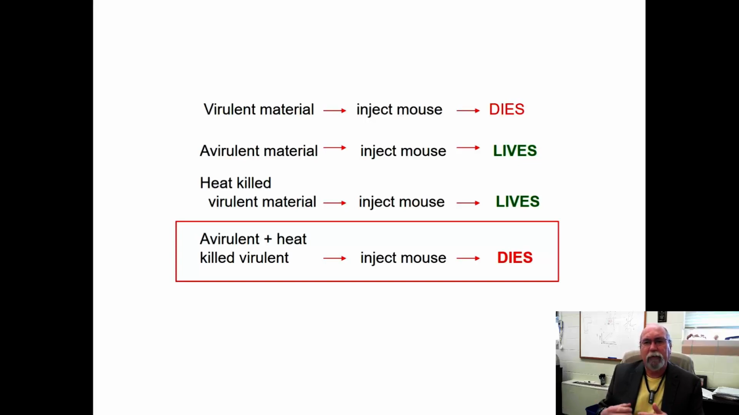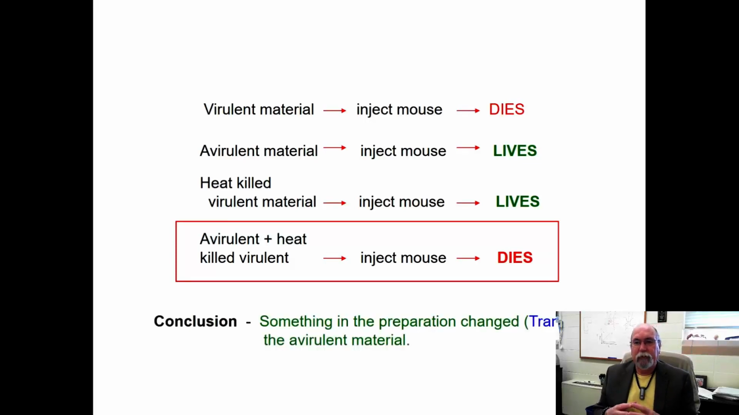Okay? It's gone back. Somehow, the information that was in the heat kill that's bad was incorporated into this avirulent, this harmless living material in some way. Okay? So the conclusion is that something in the preparation transformed or changed, in this case, an avirulent material into a virulent material. There was a movement of information from stuff that was dead, essentially, into something that was living over here. There was a transformation. Okay?